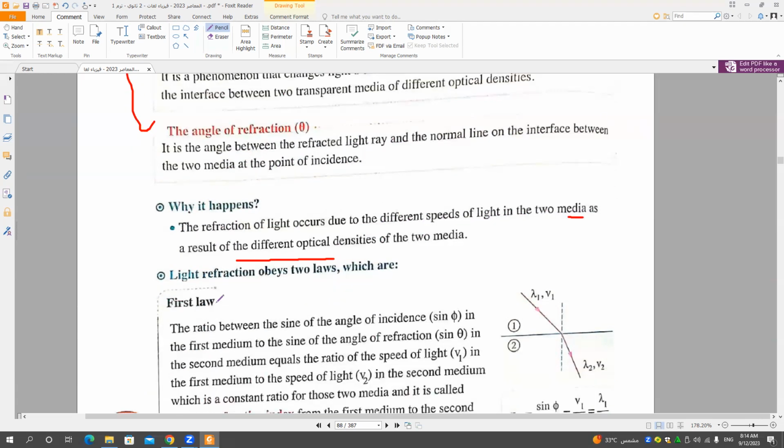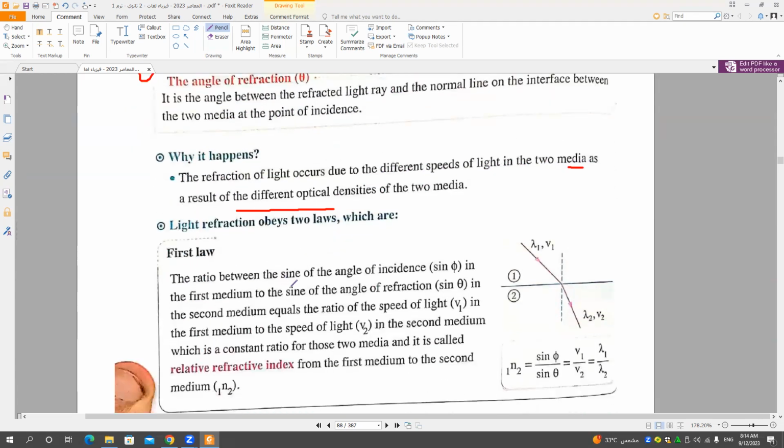First law of light refraction: the first is the incident light ray.